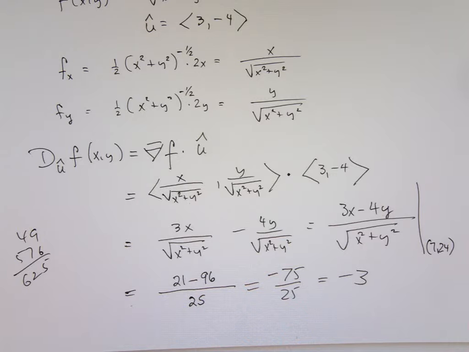7, 20, 7, 24, 25. No, it's just a number. It's a number, yeah. What the heck is wrong with that? Let me check my math here. 3, negative 4. Did we do 3, negative 4? We did that right? Yeah, it's 3, negative 4.